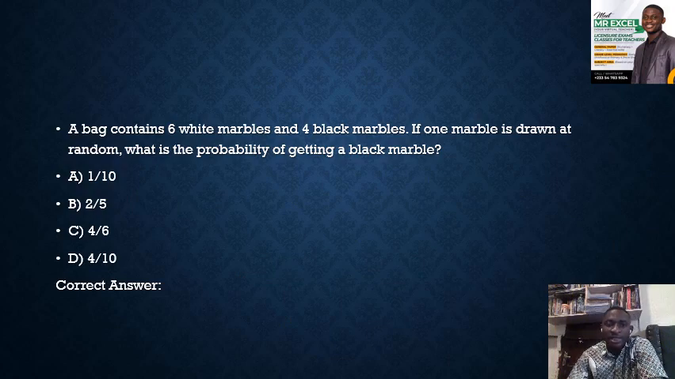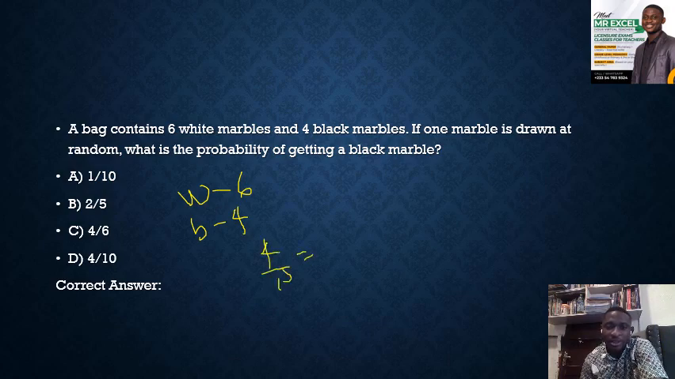A bag contains 6 white marbles. So white we have 6 and 4 black marbles. If one is drawn at random, probability of picking a black. So black is 4 on 10, and that is 2 on 5. So 2 on 5 is here.